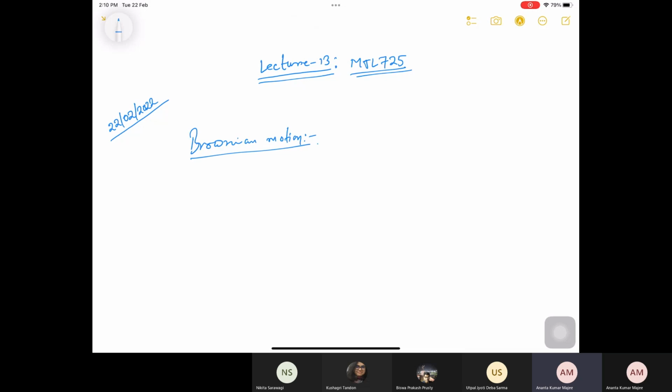So roughly speaking, what is your Brownian motion? It starts with 0, which means B of 0 is equal to 0. It has independent increments and stationary increments, and not only that, B_t minus B_s is normally distributed with mean 0 and variance t minus s. So that means it is basically the process whose path is continuous almost surely.